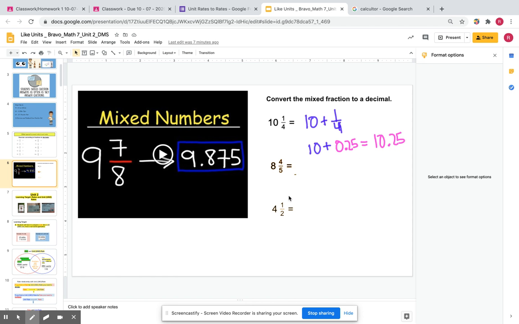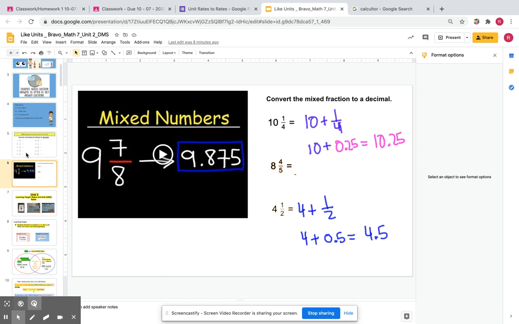Very similar to the one on top, we're going to do the one on the bottom. So step one, when you see a mixed fraction, you need to split it up. So you're going to do 4 plus 1/2. 4 stays the same. The plus sign stays the same. 1/2 is converted to a decimal, and that's 0.5. And you add those two numbers together, and you should get 4.5. That's how you convert a mixed fraction to a decimal.